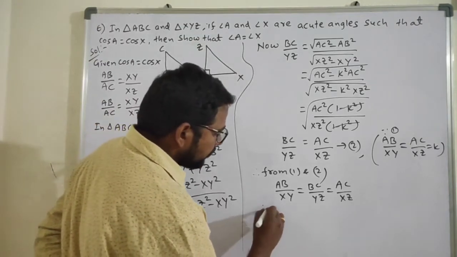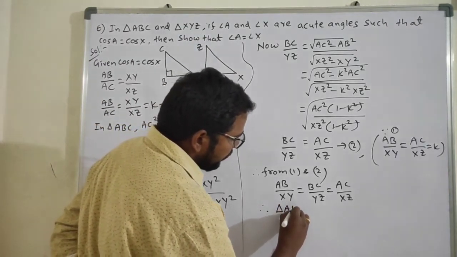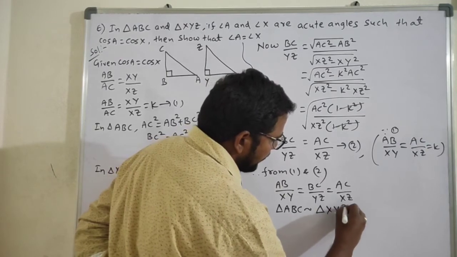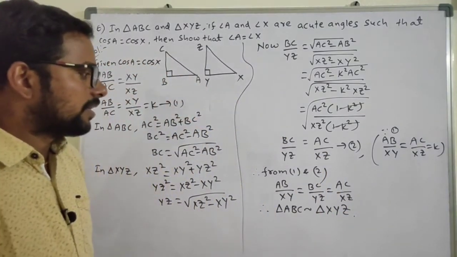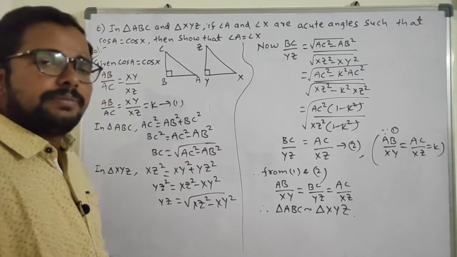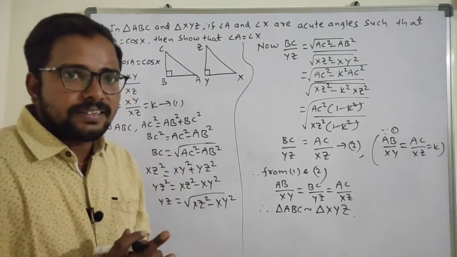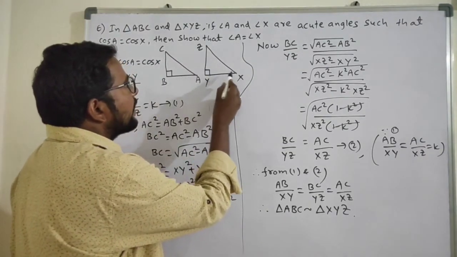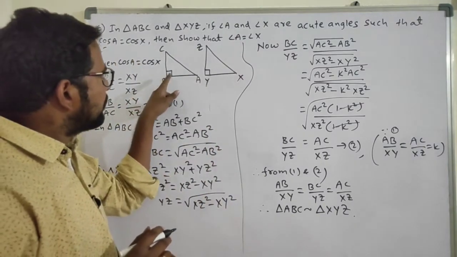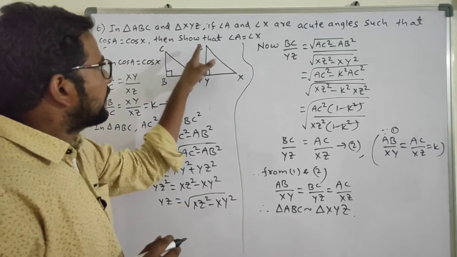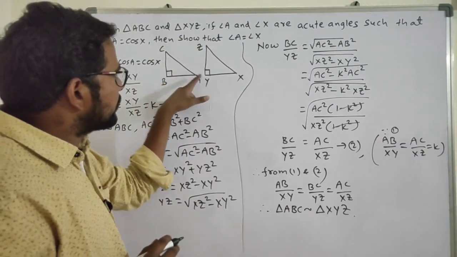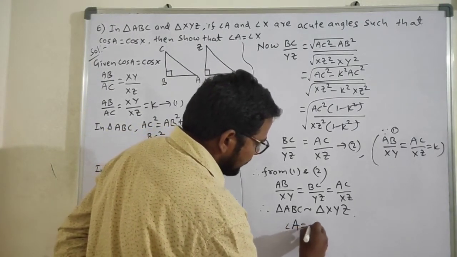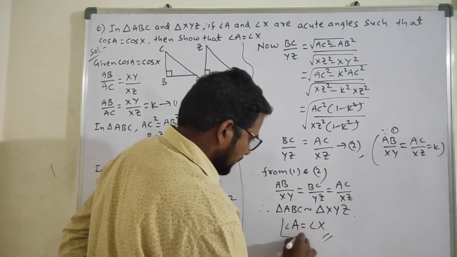Therefore, triangle ABC is similar to triangle XYZ. If two triangles are similar, then corresponding angles are also equal. Therefore, what are the corresponding angles? Angle A is equal to angle X, angle B is equal to angle Y, angle C is equal to angle Z. So here angle A is equal to angle X. We have to prove this, corresponding angles. Therefore, angle A is equal to angle X. This is required to prove.